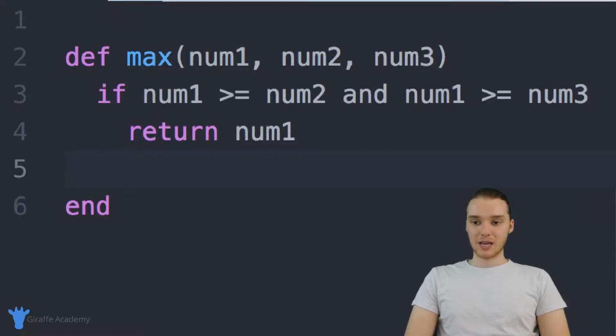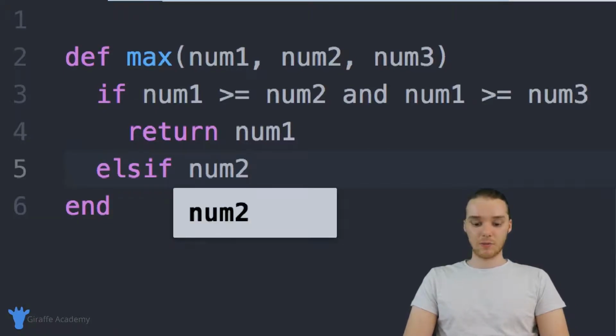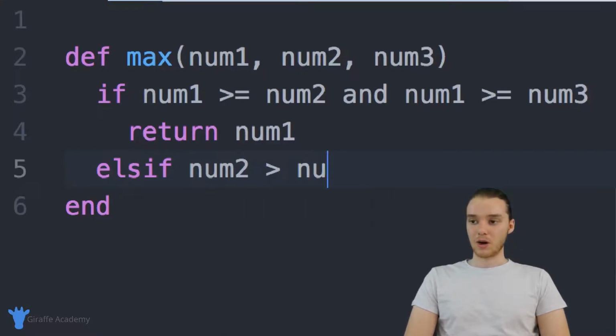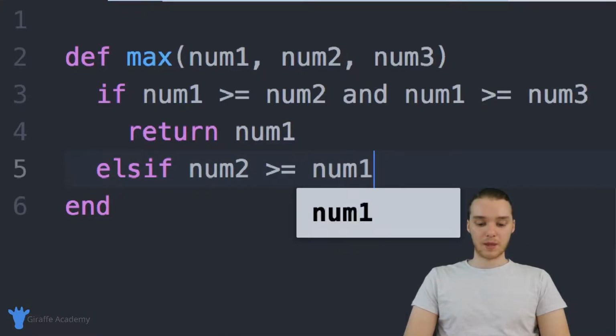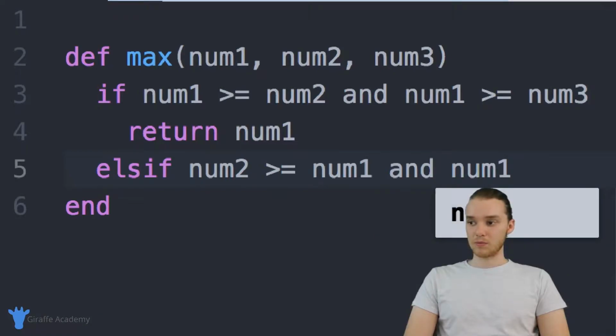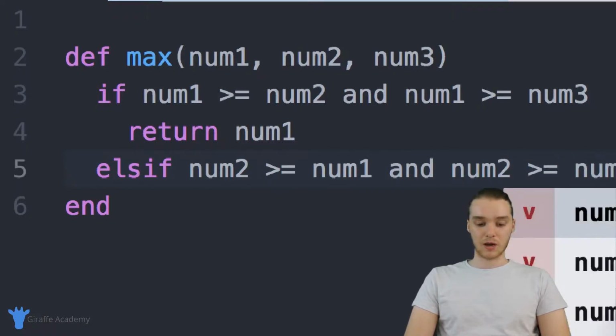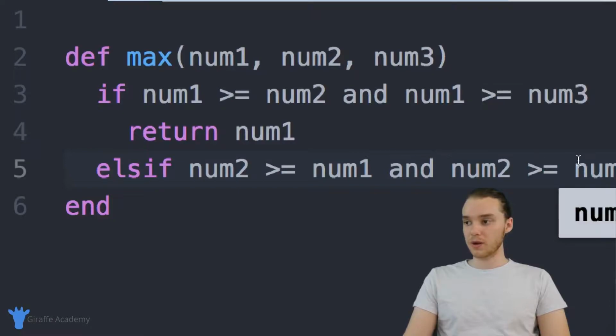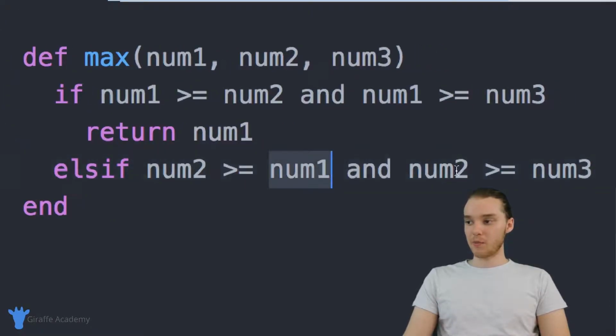Down here, I'm just going to say else if, and I want to check another condition. So I'm going to check to see if num2 is greater than num1, or actually greater than or equal to num1, and num2 is greater than or equal to num3. So if num2 is bigger than num1 and num3, in other words, if the result of both of these comparisons is true, then we know that num2 is the biggest number.